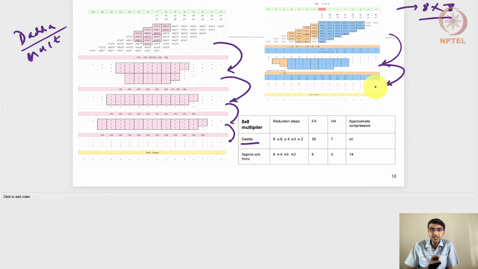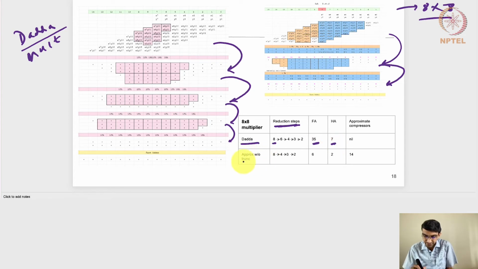So comparing with that of the data multiplier here, I think this is much more efficient in terms of hardware because the number of stages has been reduced. The reduction stages for an 8x8 bit multiplier of that data multiplier type are 8 to 6 to 4, 3, and 2. So the number of full adders that has to be used is 35, and half adders it is 7.